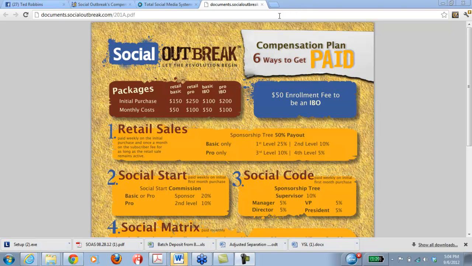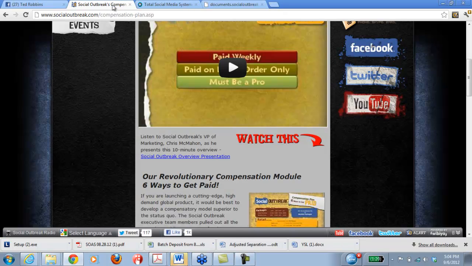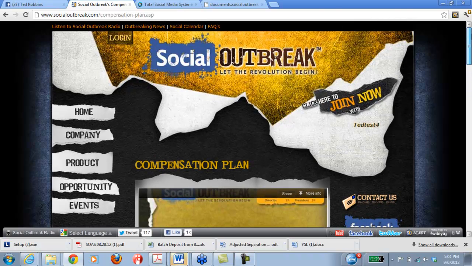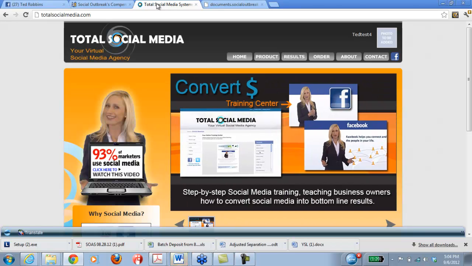Well, the first thing to start off with is understanding the difference between someone from Total Social Media versus somebody from Social Outbreak. There are two different individual websites that are tied to the same back office. The back office is a system that manages everything about that particular salesperson: the individual commission, reporting, and tools.